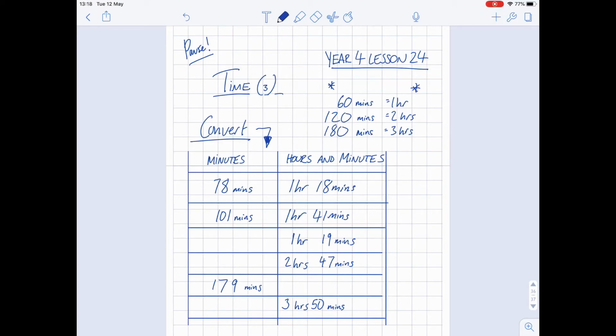Now I need to add together 1 hour, which is 60 minutes, and 19. So I've got 79 minutes. Okay, so 2 hours and 47 minutes. Well, the 2 hours is 120 minutes. So add that and 47, I get 167 minutes. 179 minutes. Okay, well, look, 180 minutes is 3 hours. Look how close that is. It's 1 minute less, isn't it, than 3 hours. So what is 1 minute less than 3 hours? It would be 2 hours and 59 minutes.